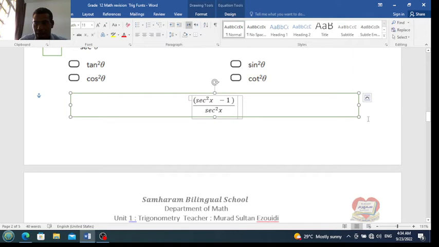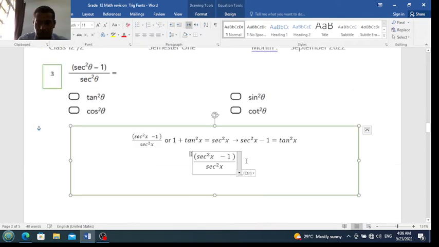Copy, then control, okay. Here we have this one equal, what learners? Equal tangent square, equal tangent. We have a problem in my laptop.